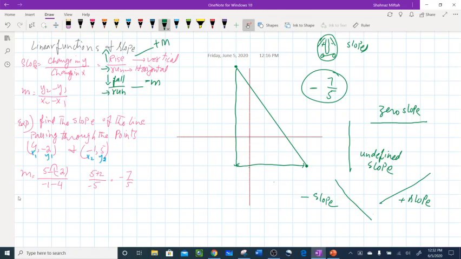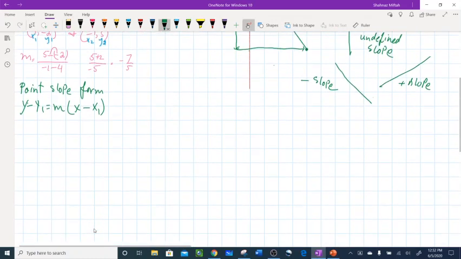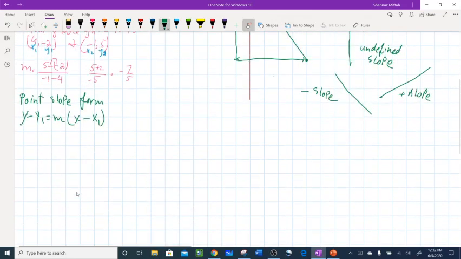Now, another thing we are learning in here, point slope form of the equation of the line. Point slope form is something like this: y minus y1 equals m times x minus x1, which we use a lot. Now, if I have a question that says write the equation, this is not what it is.